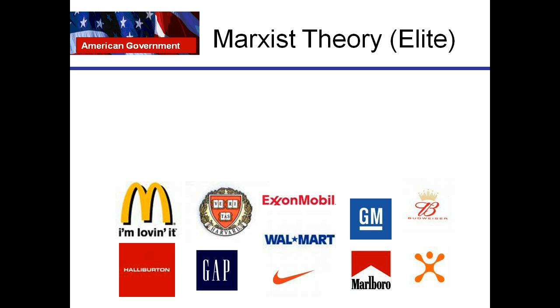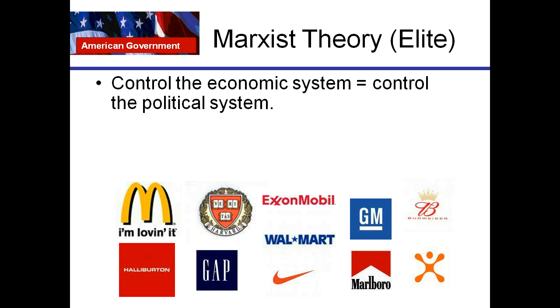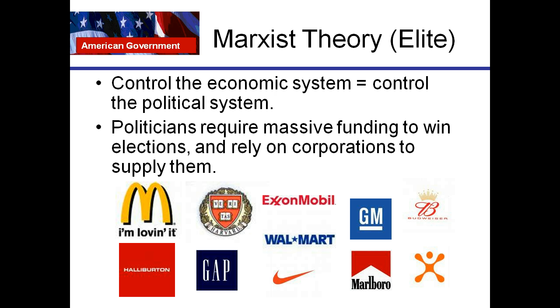Now let's take a look at the Marxist theory here, the elitist theory. That basically says control of the economic system is equal to control of the political system. So politicians require massive funding to win elections, and they rely on corporations to supply them. This is very similar to the ideas of Occupy Wall Street. The government is run by elites, the 1%. Oftentimes associated with this would be crony capitalism, where the government will favor the businesses that give them money.